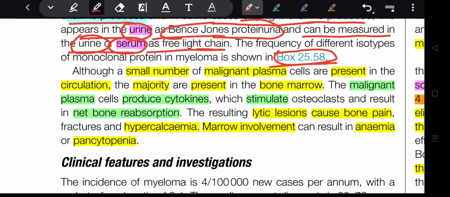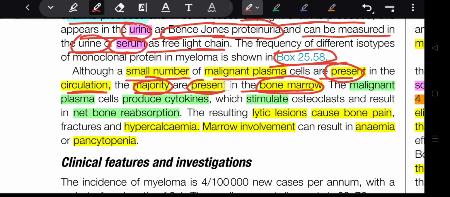Although a small number of malignant plasma cells are present in the circulation, the majority are present in the bone marrow.